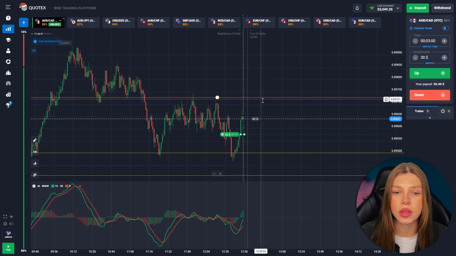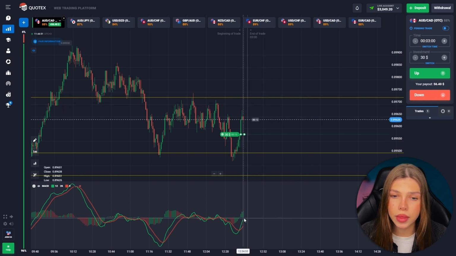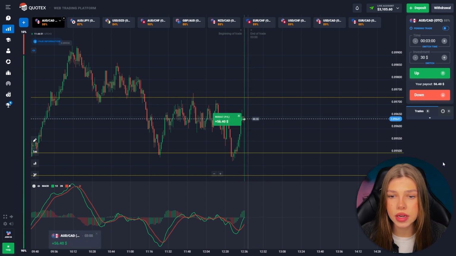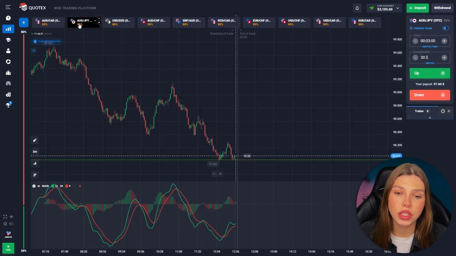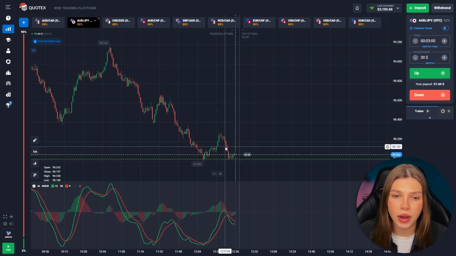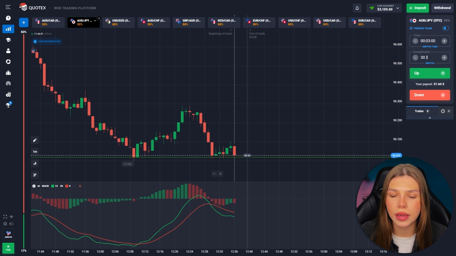If the price comes to the upper boundary and the indicator has a moving average crossover at the bottom, we can open the deal on the downside. So the trade is closed again in profit. Now we just switch the time frame to 1 minute and wait for our entry point again. If the price goes up here now and the green line crosses the red line, we will open an uptrend.